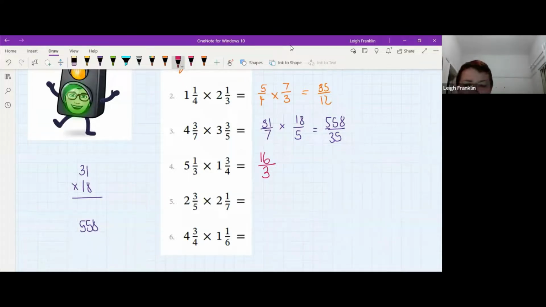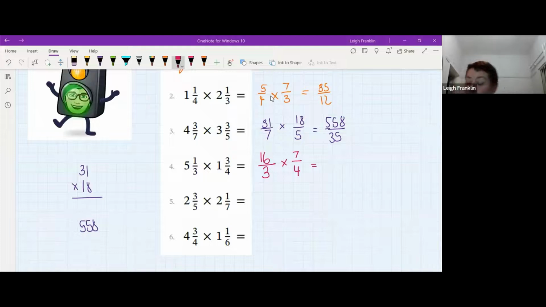Good. Do the next one. Make it an improper fraction. 1 multiplied by 4 plus 3. Good. That would leave you with? Equals 7 over? 7 over 4. Lovely. Well done. And now what would you do? Multiply the numerator by the numerator and the denominator by the denominator.